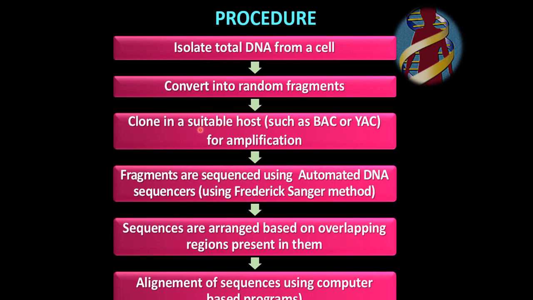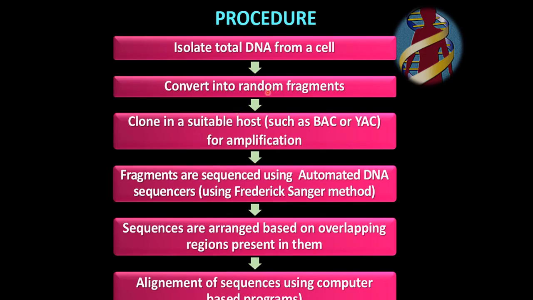You can say these will be transferred to the host. And what is host here? That can be BAC, that is bacterial artificial chromosome, and YAC, that is yeast artificial chromosome. So these two can be used as the host for the amplification. What is amplification? Increasing the number of copies of the DNA.